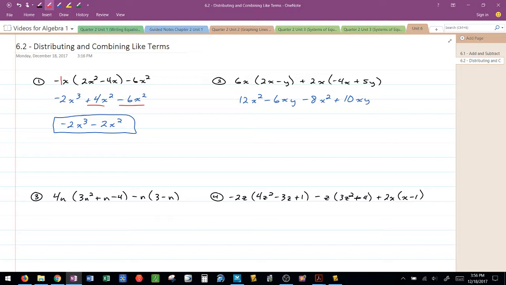So now I look for like terms. I have 12x squared minus 8x squared. That combines to give me 4x squared. I have negative 6xy and positive 10xy. That combines to give me positive 4xy. I can't put those two together because they are not like terms.